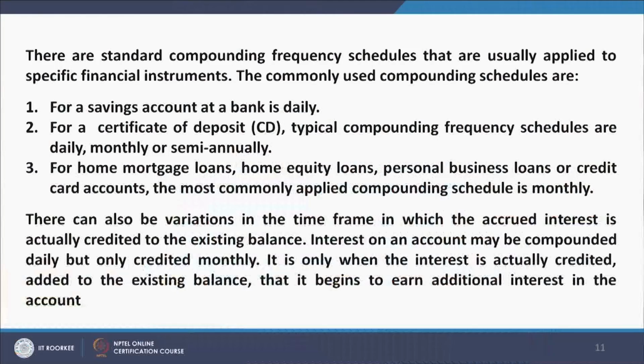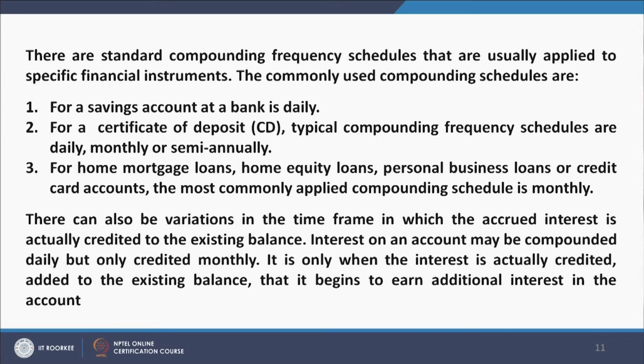There can also be variations in the time frame in which the accrued interest is actually credited to the existing balance. Interest on an account may be compounded daily, but only credited monthly. It is only when the interest is actually credited, added to the existing balance, that it begins to earn additional interest in the account.